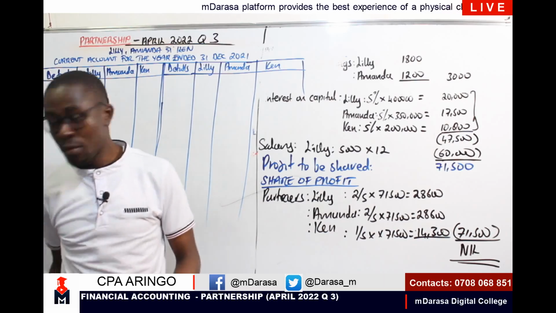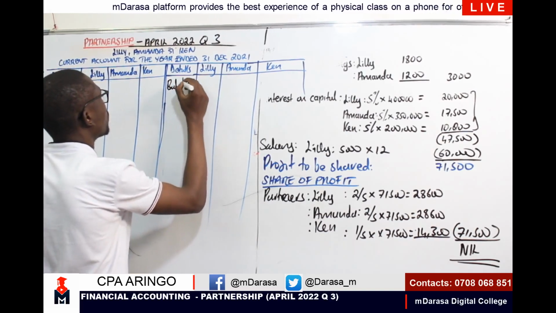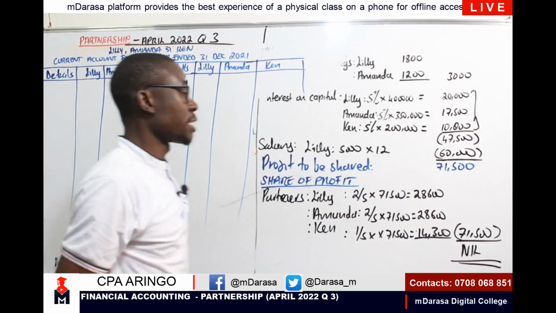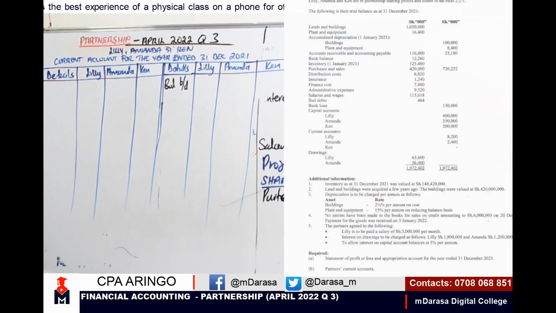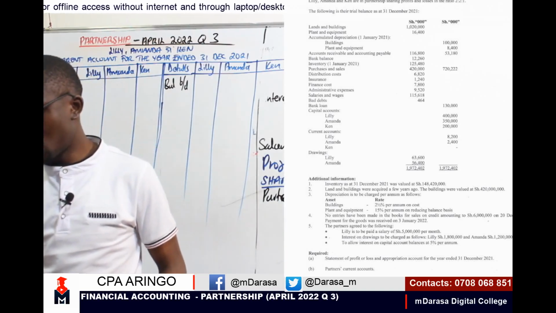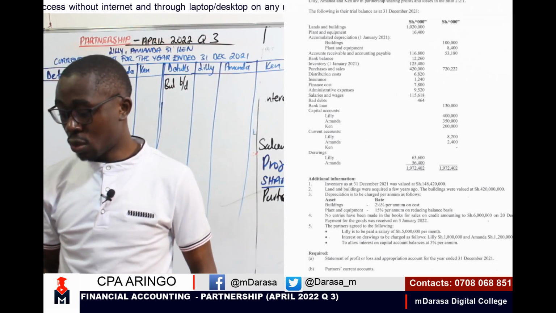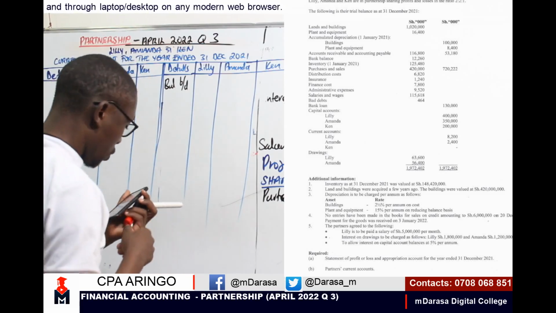So I'm going to have the balance brought down for our current accounts. Balance brought down, what were we given? We go to our current account and see what we were given. I'm having Lily and Amanda. Ken did not have any balance in the current account. So I'm having Lily, 8,000.